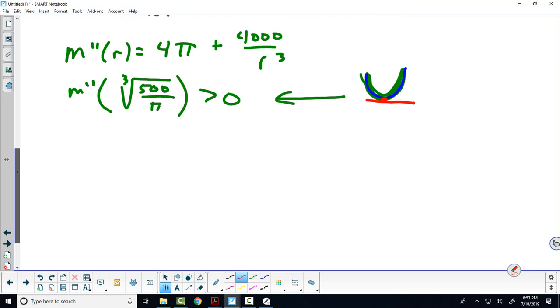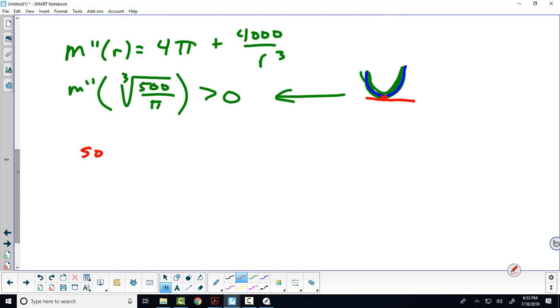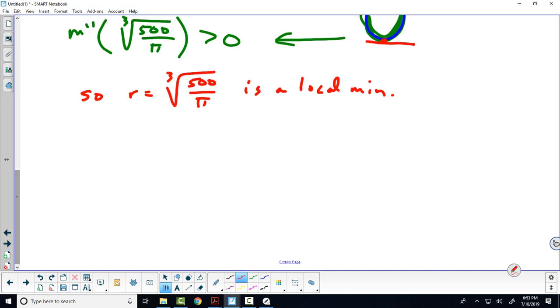Okay, so R equals the cube root of 500 over pi is a local min. That's far enough for me. That's all you have to tell me. Okay? Just to reiterate, there's some more explanation going on here.